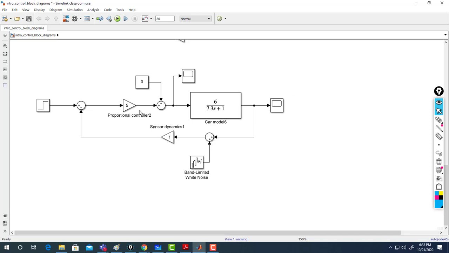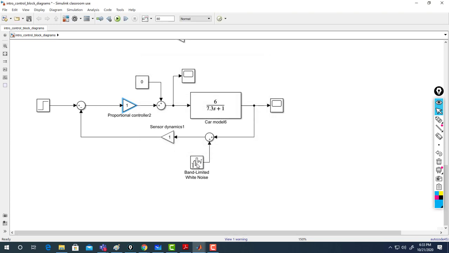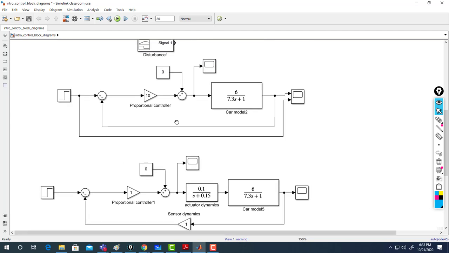So that's your system. Here I added noise with a sensor dynamics. I take K as one, let me have proportional one. Apply. Then here I have white noise. I do my measurement. Here I didn't take any disturbance, and even in the previous system I'm not studying disturbance. I'm just looking at the effect of proportional on the system.